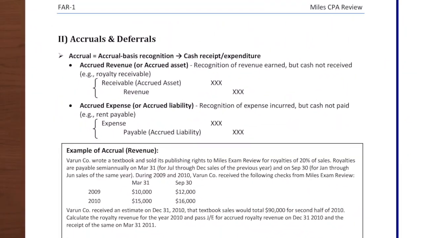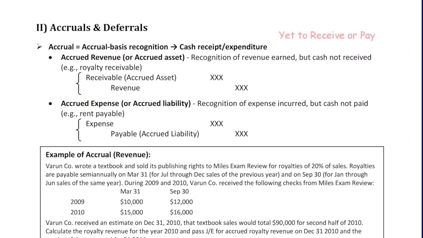We're looking at accruals. So right here, yet to receive or pay. So when we're looking at accrued revenue, that's yet to receive or yet to realize the cash. So the journal entry for that is, highlight, debit is receivable, accrued asset, and the credit is, highlight, revenue. For the debit receivable, write B/S because that goes to the balance sheet. The credit revenue, write I/S because that goes to our income statement.